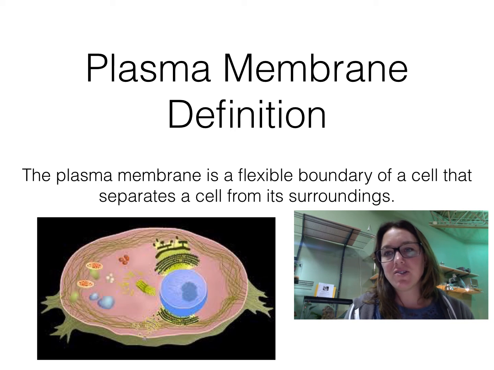So the definition of what the plasma membrane is: it's a flexible boundary of a cell that separates the cell from its surroundings. As you can see in the picture, that brown outline that goes around the cell, that's the membrane. It separates what's on the inside of the cell from what's on the outside of the cell.